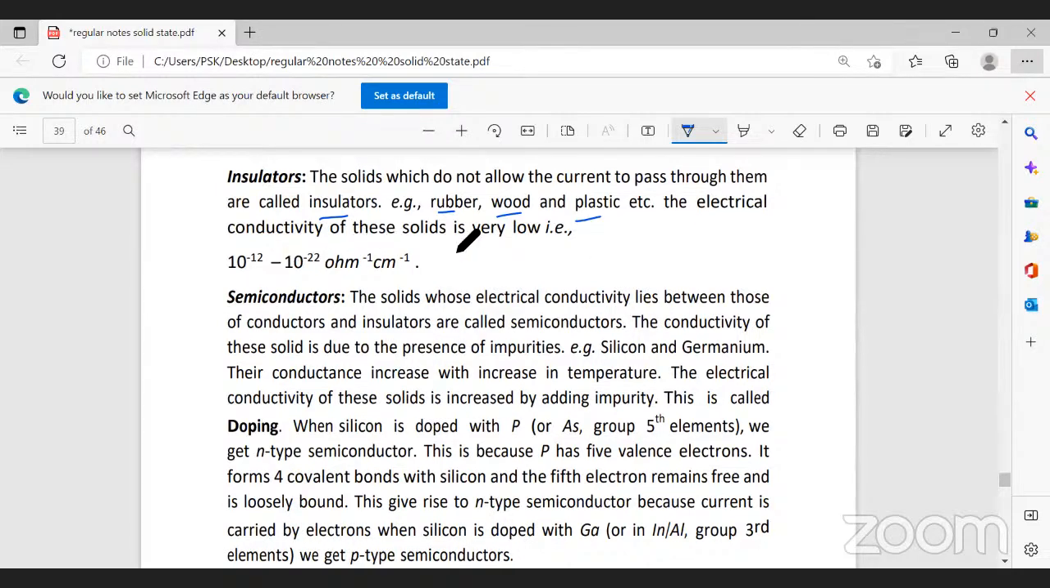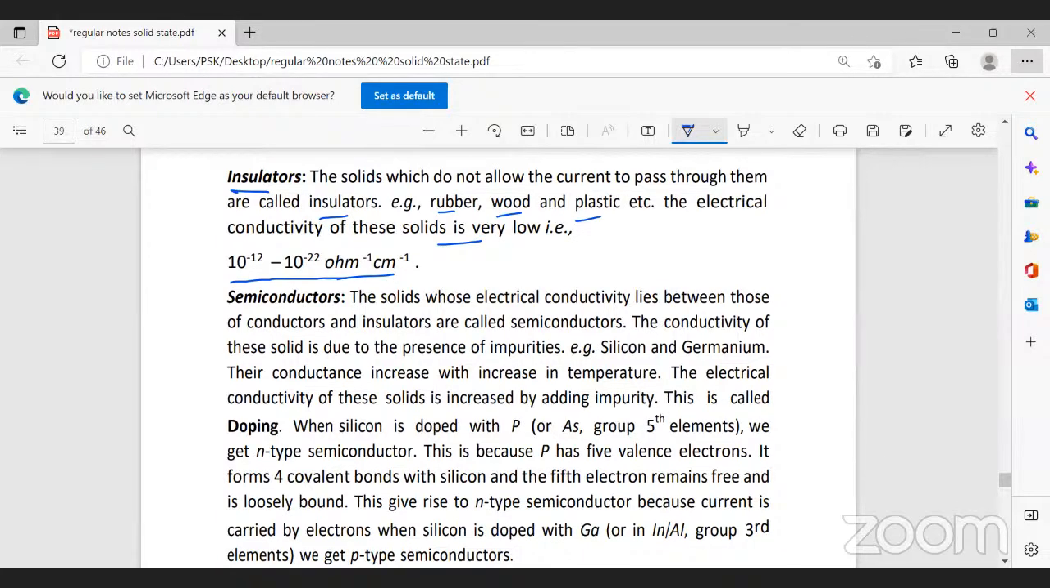The electrical conductivity of these solids is very low, 10 to the power minus 12 to 10 to the power minus 22 ohm inverse centimeter inverse. See the value here, 10 to the power minus 12 to 10 to the power minus 22, very, very low conductance. Therefore, materials like rubber, wood, and plastic are called insulators.